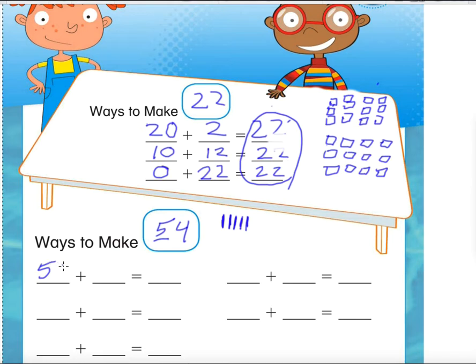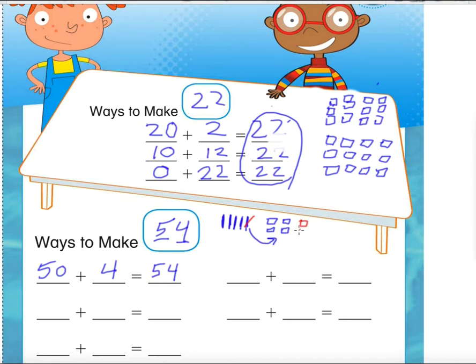And then how many ones do we have? Well, we have 4, and we can draw those out too. 1, 2, 3, and 4. So 50 plus 4, we know gives us 54. But what's another way we can write this? Well, we can take one of these 10s and break it apart and put it over here. So let me get a different color. Gonna cross that out, and we can break this into 10 ones, right?